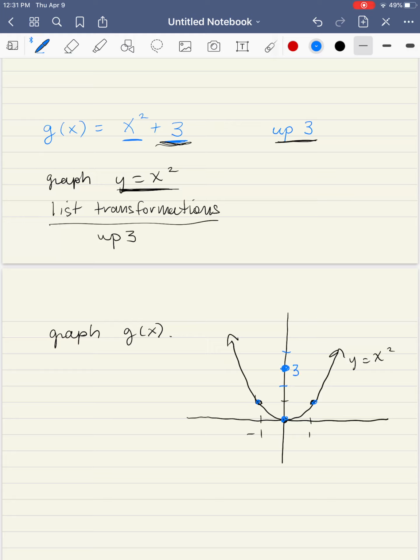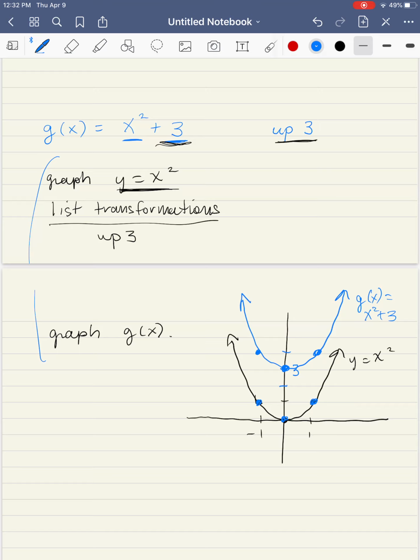So this one comes up to here. This one moves up to 1, 4, and this one moves up to -1, 4. And then I can just recreate my parabolic shape, my x squared shape, using those 3 ordered pairs. And I have my graph g of x equals x squared plus 3.